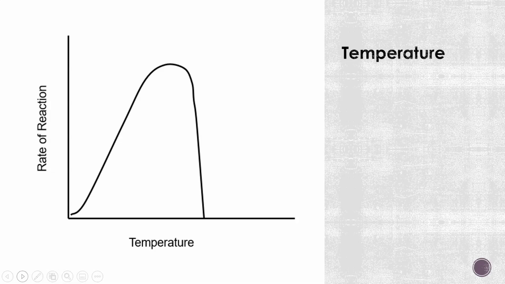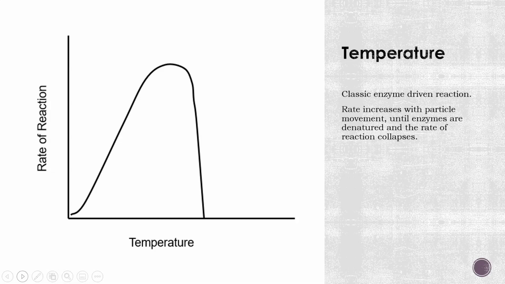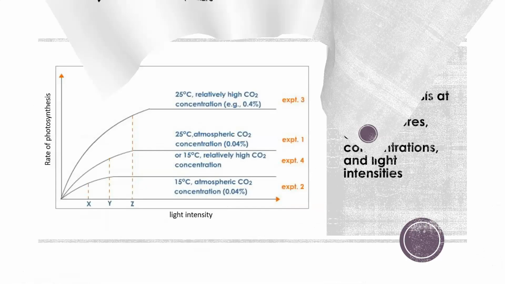All right, here's a classic graph. We've got our rates of reaction, we've got temperature. This is a classic enzyme-driven reaction. Our enzymes will denature once the temperature is too high. So the rate increases with particle movement until the enzymes are denatured and the rate of reaction then collapses.